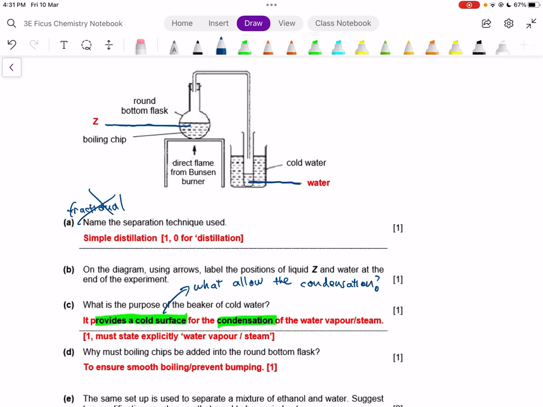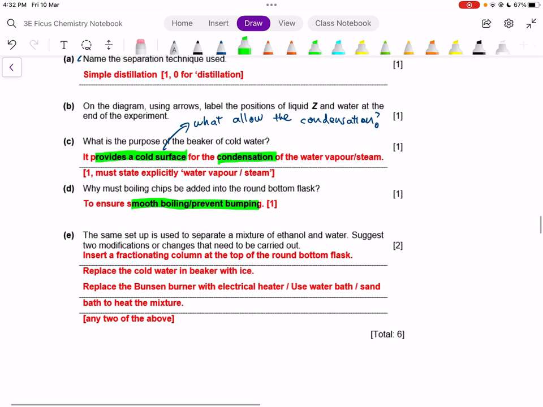I'm looking out for something more specific. A lot of them are missing this cold surface. Then part D, it's quite simple. Most of you can say smooth boiling, prevent bumping, those kinds of things. This one I don't think there is much issue generally.